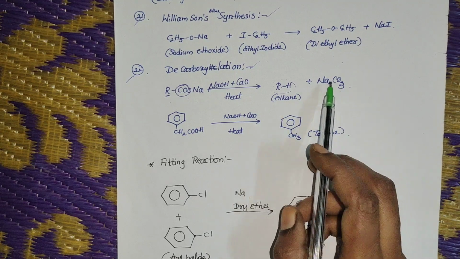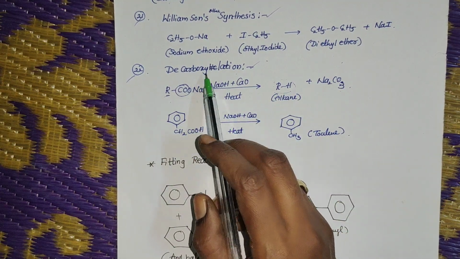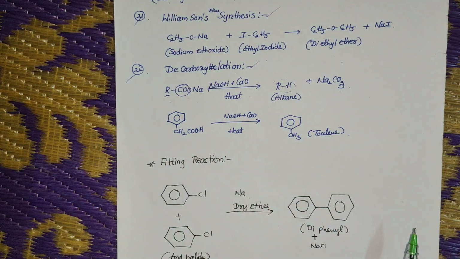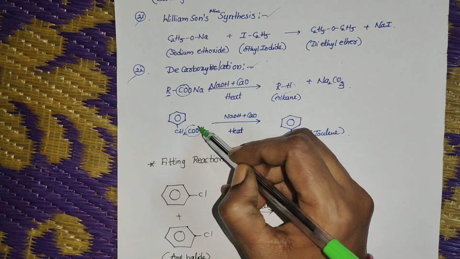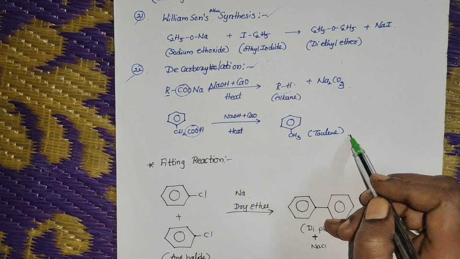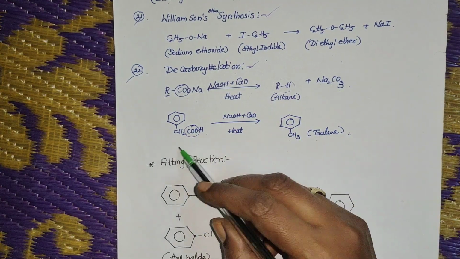Okay, here carbon dioxide is eliminated. That is why it is known as the decarboxylation reaction. Okay, so that's it. Here also CO2 is eliminated, and CH3 is formed, meaning alkane.